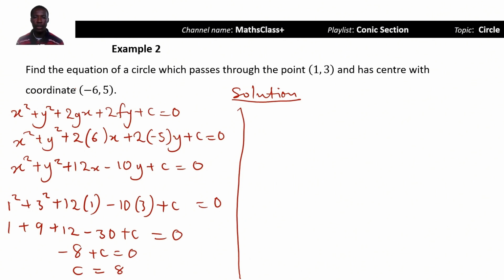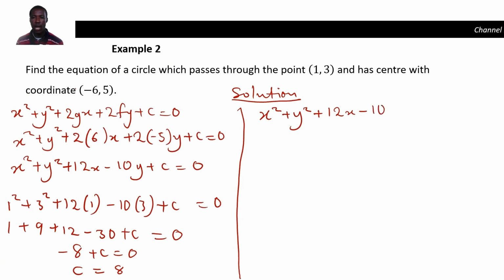That means the equation of the circle will be x squared plus y squared plus 12x minus 10y plus 8 is equal to 0. That is the equation of the circle. If you want to use another method, you can find the value of r squared.